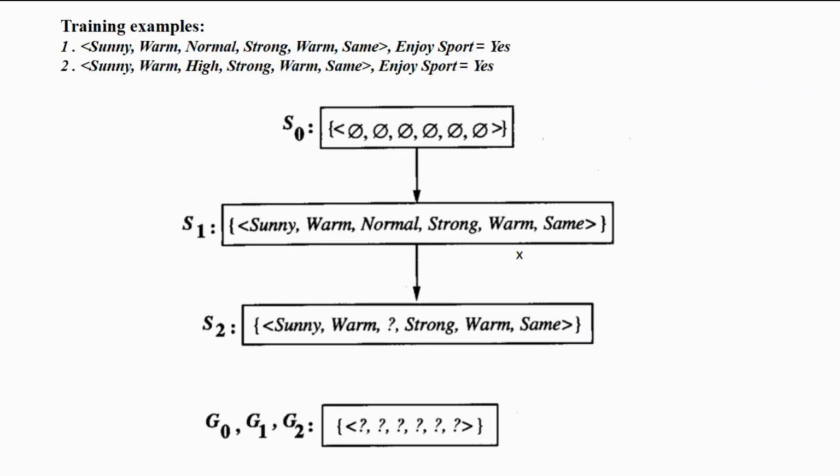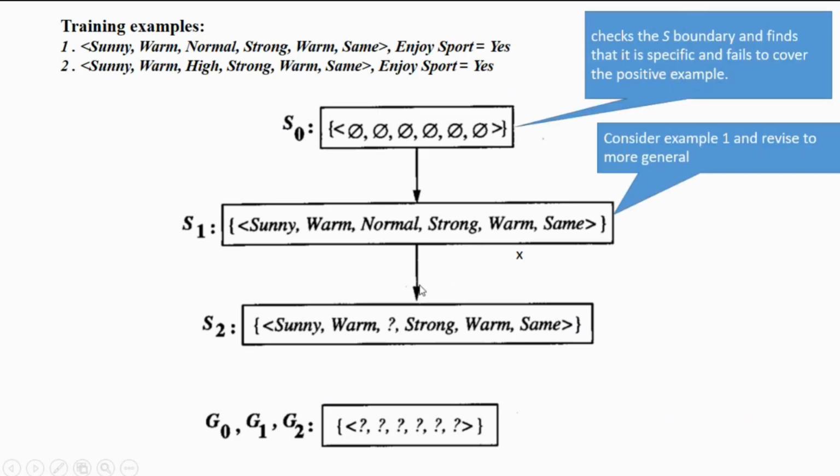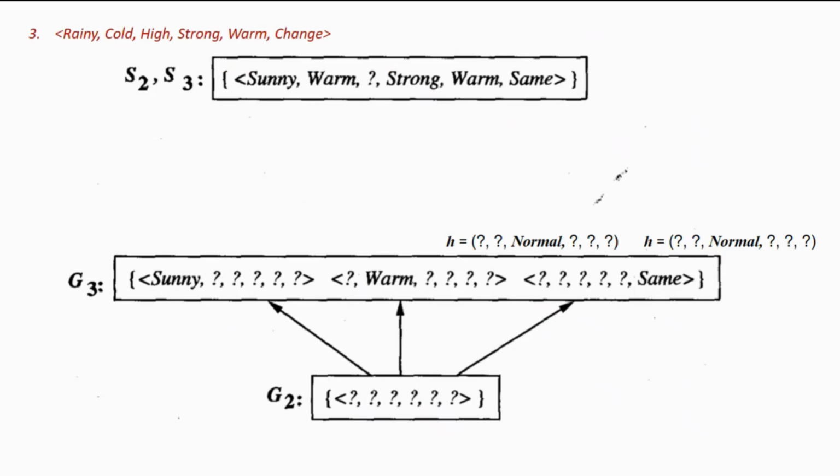So the overall explanation so far: G0 is initialized to all question marks, up to G2 this is not changing. But after considering examples 1 and 2, the S boundary is changed, right? This is the explanation given. After the third example, the S boundary doesn't respond because it is a negative example, but the G boundary will generate the candidate set. In the candidate set, what is generated will be eliminated according to consistency. Those consistent candidates will be kept. Only three are consistent, so we are keeping them.